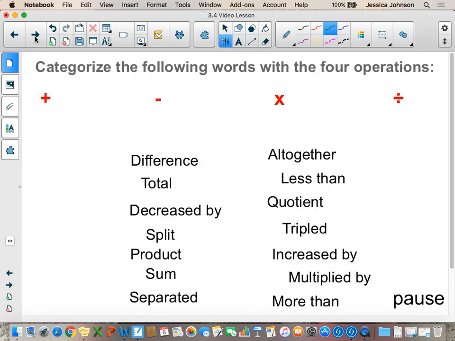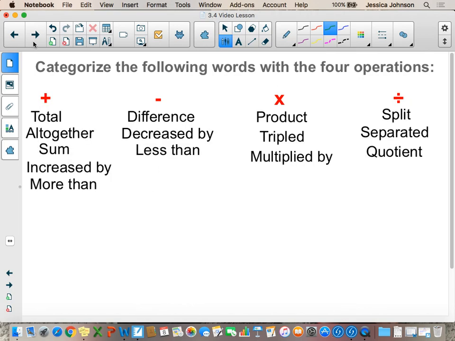All right, I'd like you to pause the video right now. I want you to write down in your notes the plus, minus, multiply, and divide signs, and I want you to categorize all these words into each operation. When you're finished, press play, and it will be on the next slide.